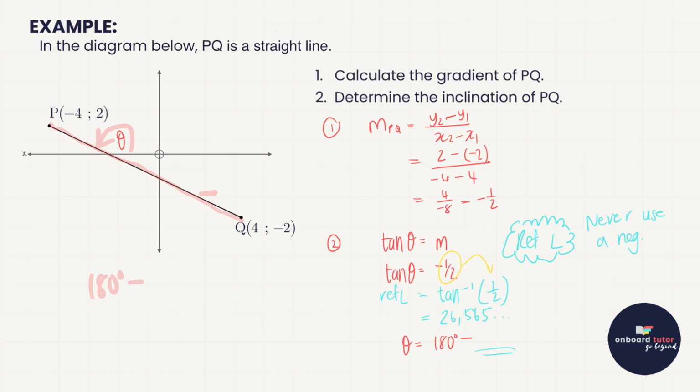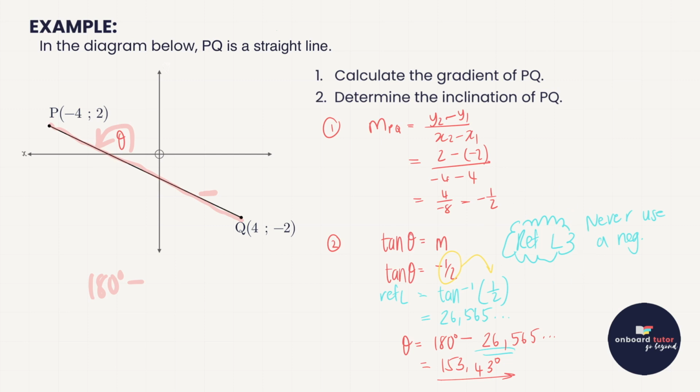26,565... And so when it comes to working out the actual angle of inclination, it's going to be 180 minus 26,565..., which gives us an answer there of 153,43 degrees. Okay, so because it was a negative gradient, I needed to get a reference angle.